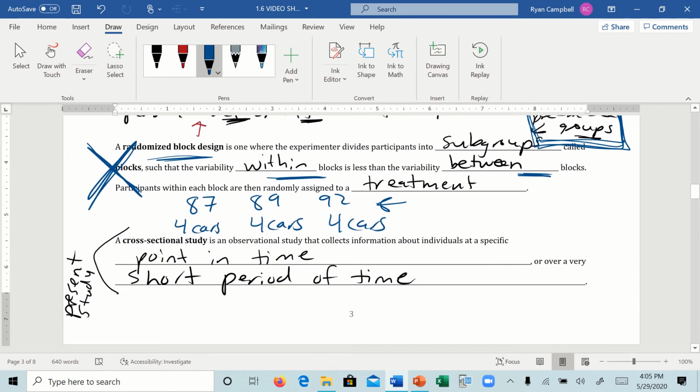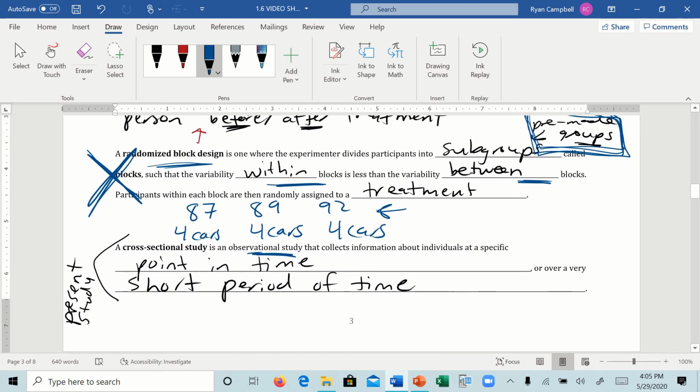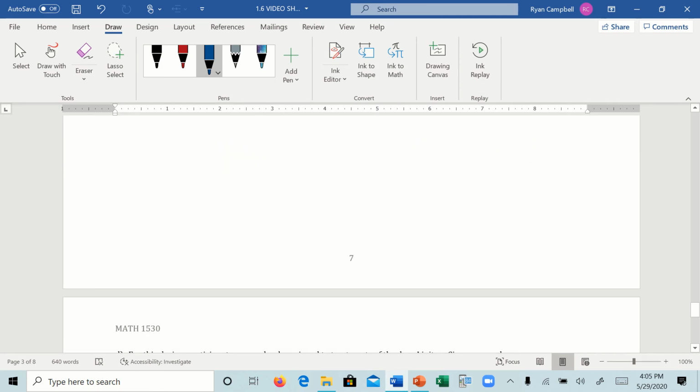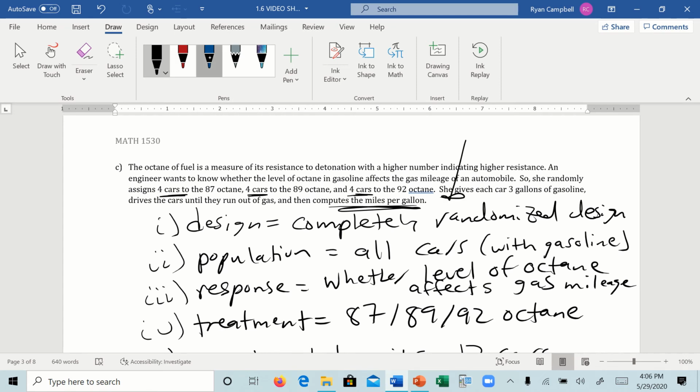Because it's not an observational study, right? Cross-sectional is only for observational studies. This is an actual experiment, right? We have a treatment. We know that we're dealing with a completely randomized design. A completely randomized design is also going to be the easiest one to cancel everything else out. So if you think it's completely randomized, make sure it's not anything else. That's going to be the best way to say that it is completely randomized.